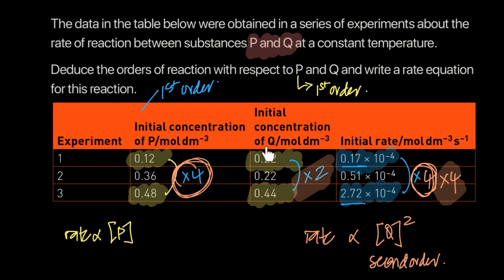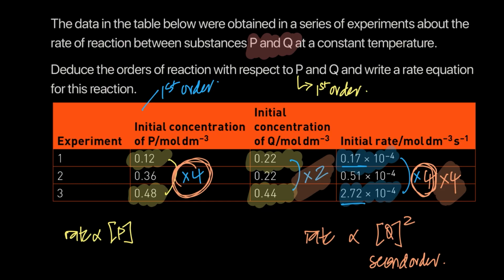Now, if Q was 0 order, P quadrupled in 1 and 3, the rate should have only quadrupled. If Q was first order, quadrupling P and doubling Q should only increase the factor by 8, times 4 because of P, times 2 because of Q. Because Q is second order, it was times 4 because of P, and 2 squared because of Q doubling. And that's how you can deduce, even if you don't have P constant for Q, because you already found the order with respect to P. And using that, you find the order with respect to Q.